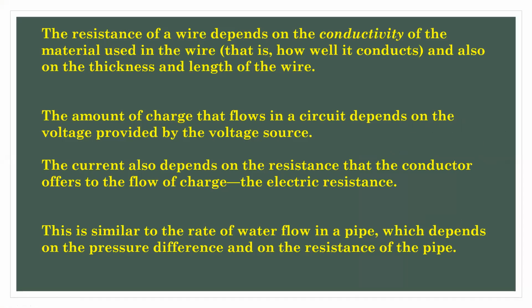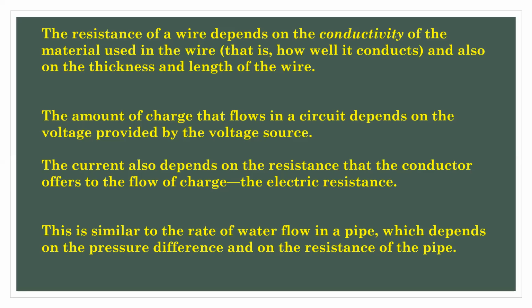The amount of charge that flows in a circuit depends on the voltage provided by the voltage source. Before talking about resistance, the quantity of charge that flows in a circuit depends on the voltage. If the potential difference between the wires is great, the flow of charge will be great. And also, the current depends on the resistance of the conductor.